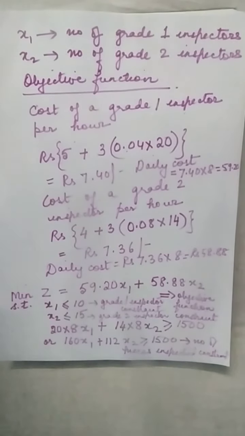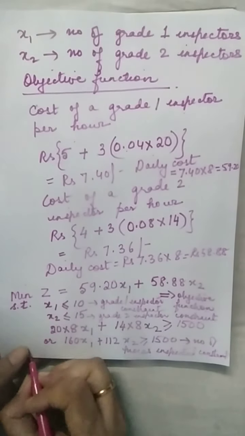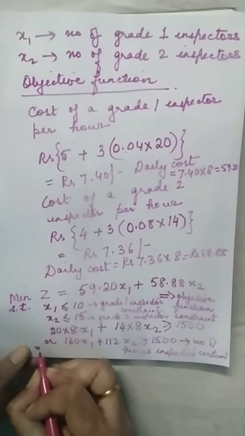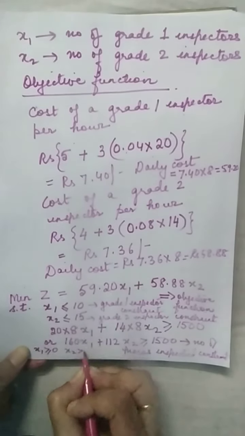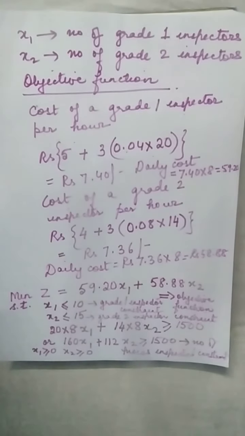And there is something we have missed out, the non-negativity restrictions, that is x1 greater than or equal to 0, x2 greater than or equal to 0. These are called the non-negativity restrictions. That means all your decision variables, all your linear programming variables, must not take up negative values.